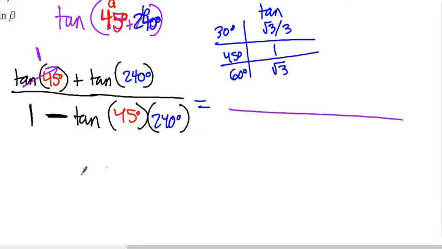Tangent of 240. Well, let's make the unit circle. There's 90, there's 180. 240 is about right here.